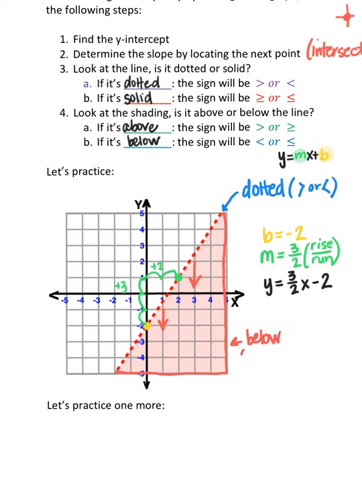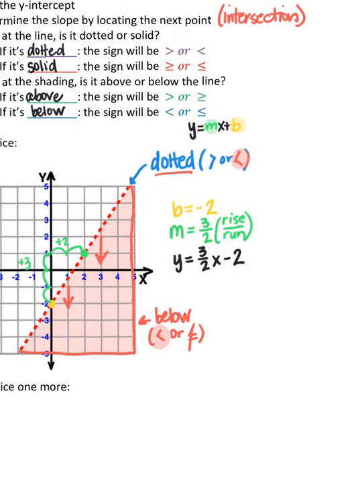And below tells me that it's either going to be less than or equal to. But we know it's not less than or equal to because we have a dotted line. So we're not even going to look at that. So that tells me right now that my inequality is going to be written using less than. So when I go to write my inequality, we're going to plug everything in right here.